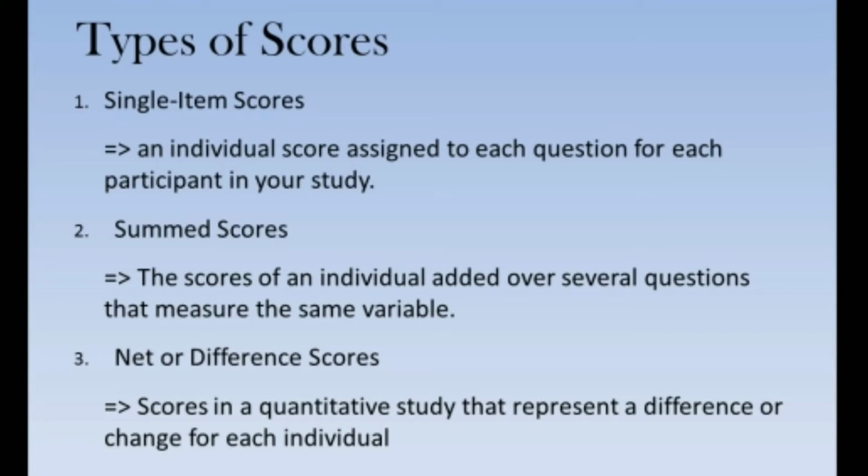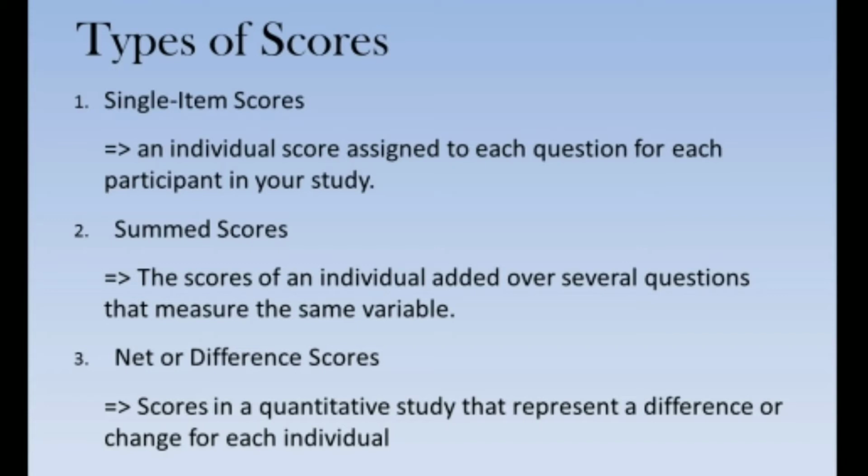Second, summed scores. The scores of an individual added over several questions that measure the same variable. For example, the three participants, Jane, Jim, and John, have provided responses to 5 questions. The researcher sums scores for each individual to provide a single score for a variable representing all 5 questions.